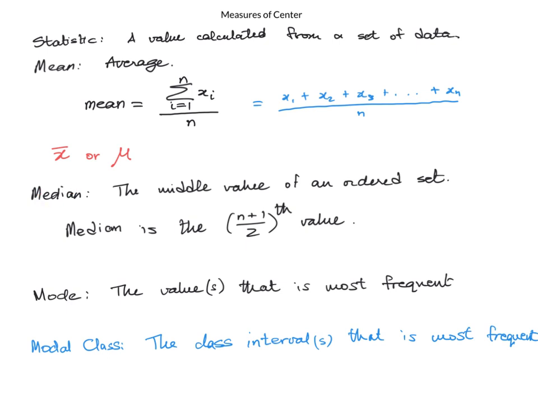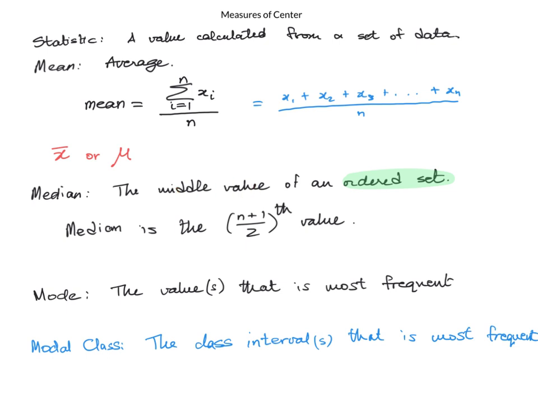The next statistic is the median. The median is the middle value of an ordered set. So first of all, you must order your set. That's important. Usually that means increasing order. So that's going to be your first thing that you need to do. Then you're looking for the middle value.